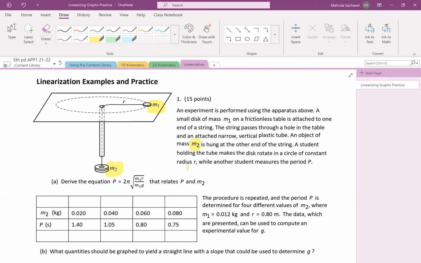Derive the equation from this equation that relates p and m2.